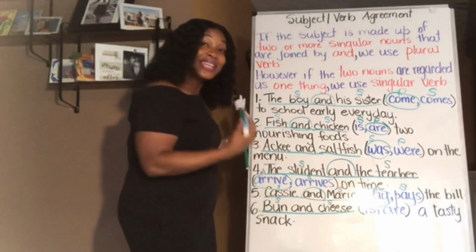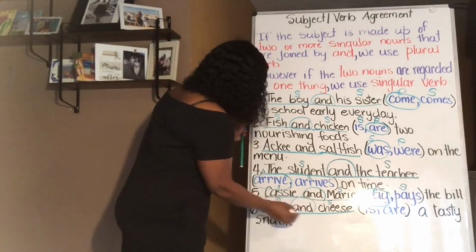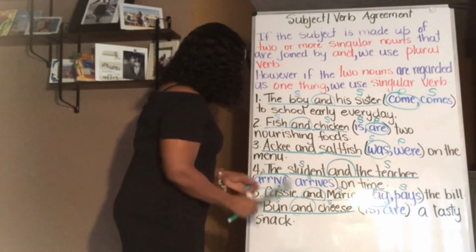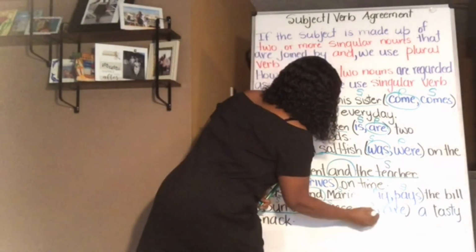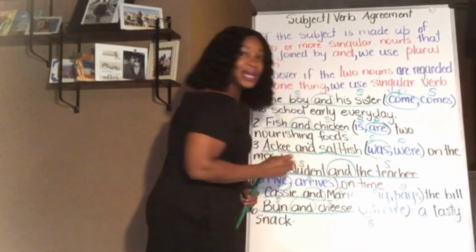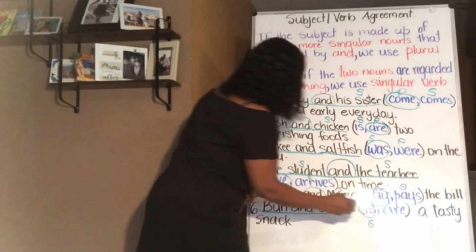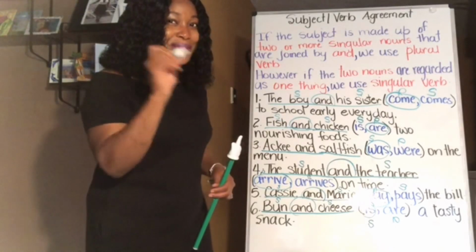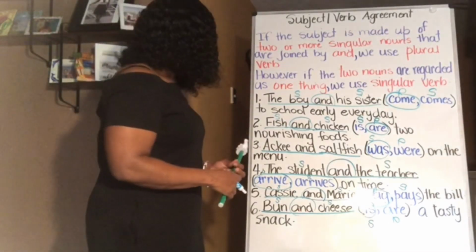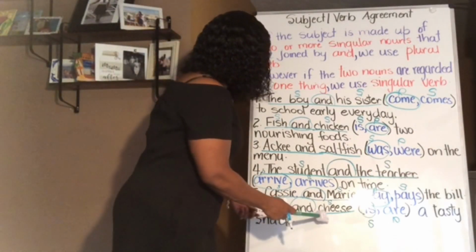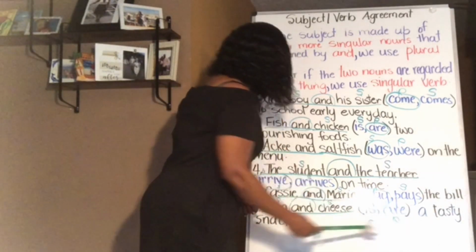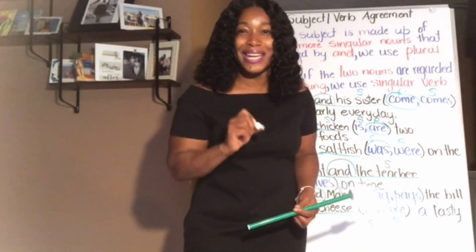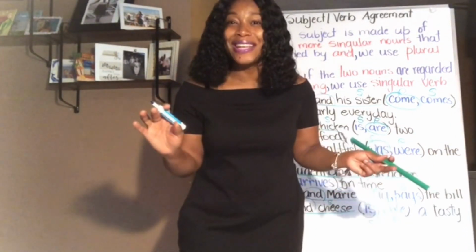So we need the singular verb. Even though we have and there, it's regarded as one. So bun and cheese is, let me put it at the bottom so you can see, is singular, are is plural. Those are our auxiliary verbs that we learned the very first lesson. So bun and cheese is a tasty snack. Short and spicy, just like bun and cheese. That's the end of our lesson.